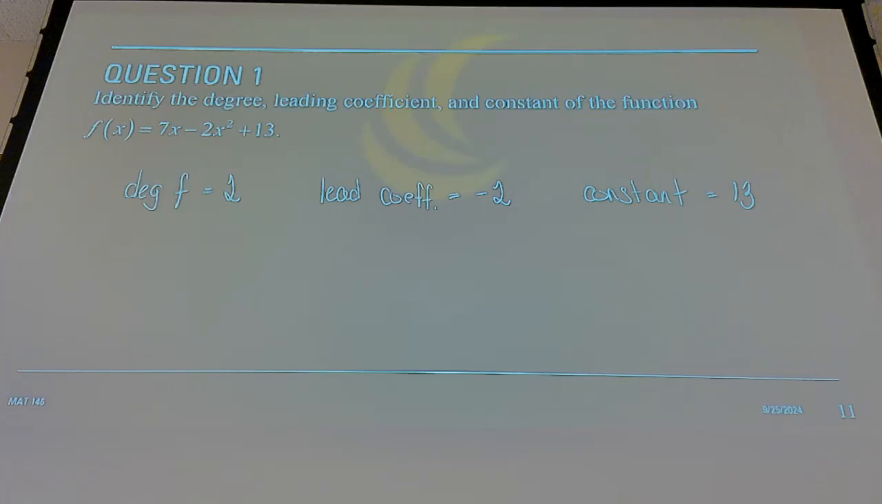So would this polynomial be in general form? No, it's not. Write it in general form. What's the general form? -2x² plus 7x plus 15.